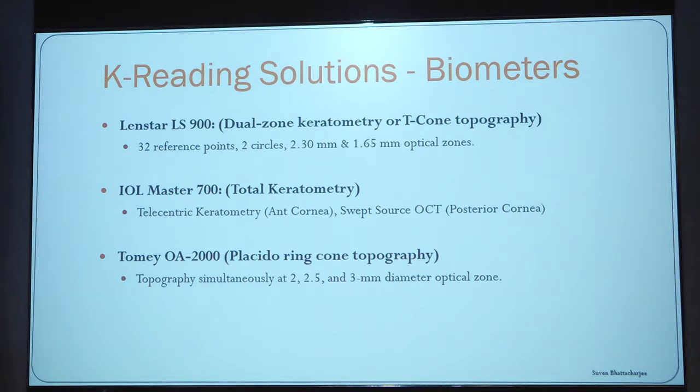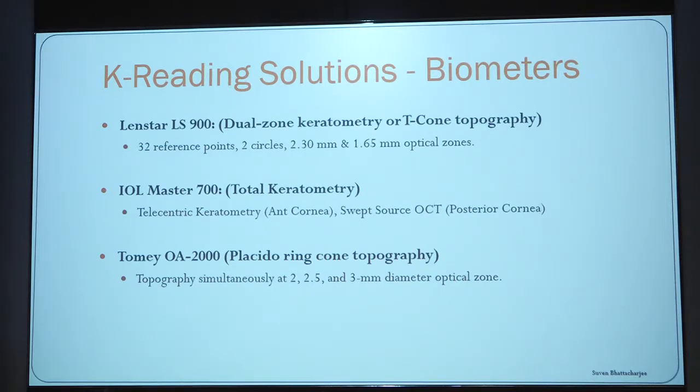If you go to the K reading solutions from biometers, the LS900 has 32 reference points on 2 circles. You have all that in the literature. The IOLMaster 700 does something good, and that's total keratometry, which is something new. I think Ramesh over here will be much better to guide you. You have a 700, Ramesh, do you? Yes, so he's in a better position to guide you on that. If you're doing a lot of post-refractive surgery cataract cases, though I have no financial interest and I don't own one either, that would be the one to go for. I do have a Tomey OA2000, which works well for most of your cases, but for post-refractive you have to be a little careful and maybe do cross-checks here and there.